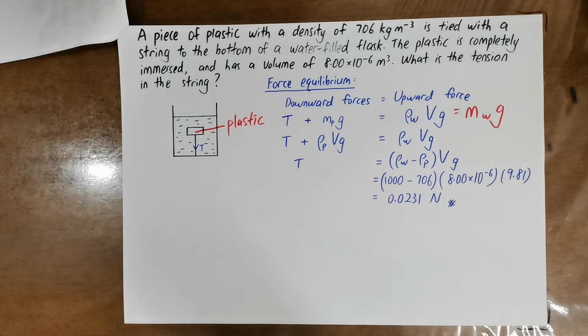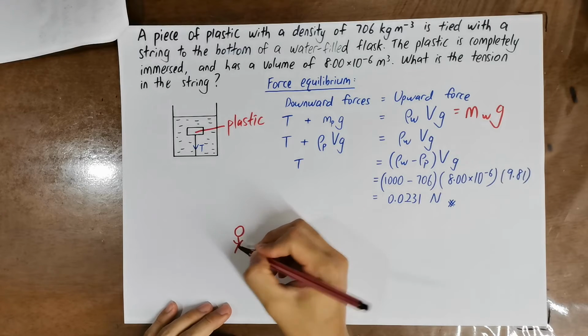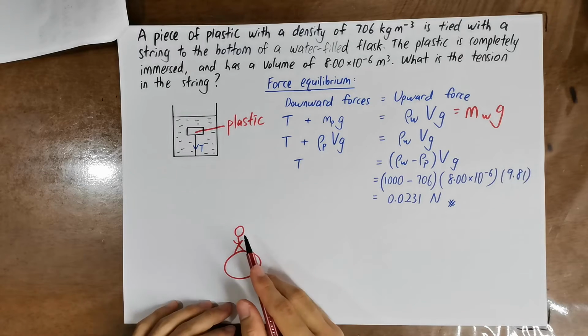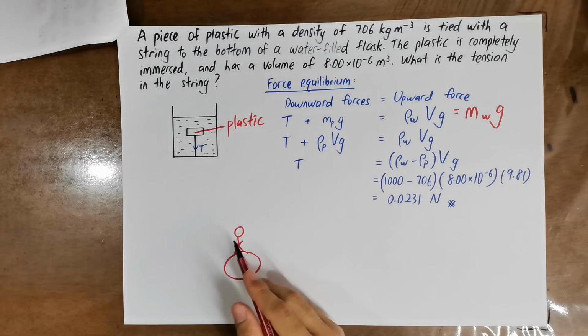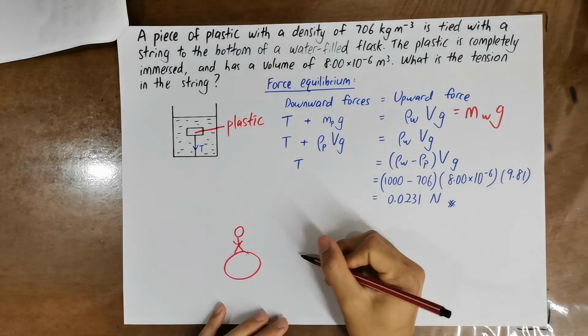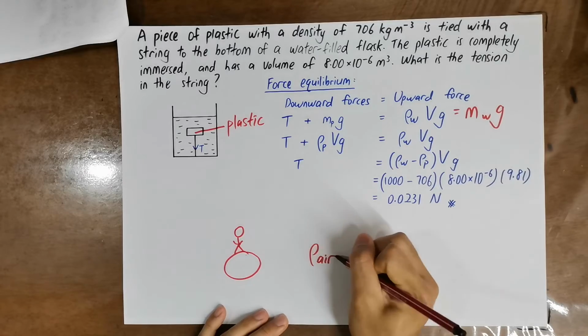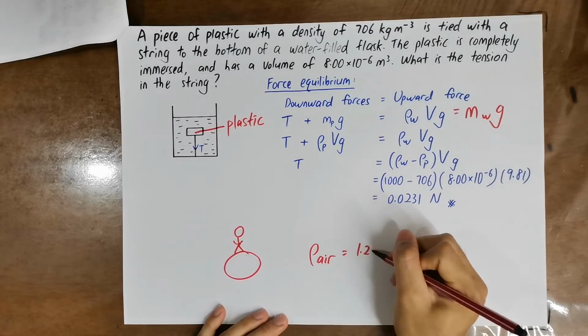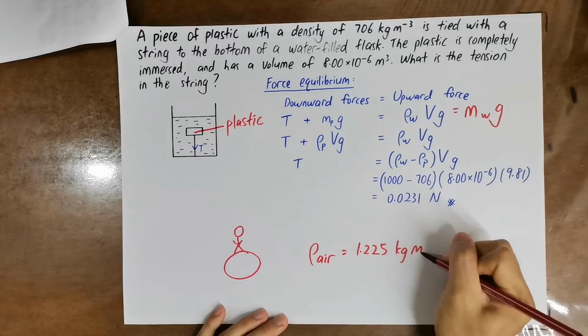Actually, while you are watching this video, you are a person on the earth, surrounded by air molecules, and I will tell you that the atmosphere is also like a fluid. So you also feel a buoyant force right now just because you are in the atmosphere, surrounded by air molecules. However, the density of the air is something like 1.225 kilograms per meter cubed.